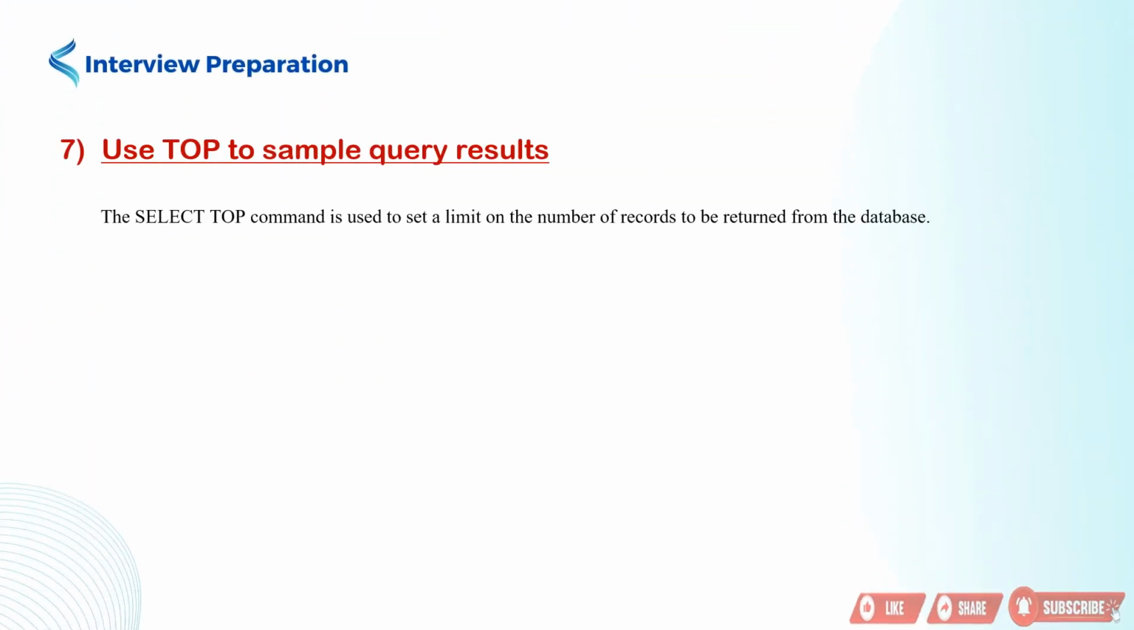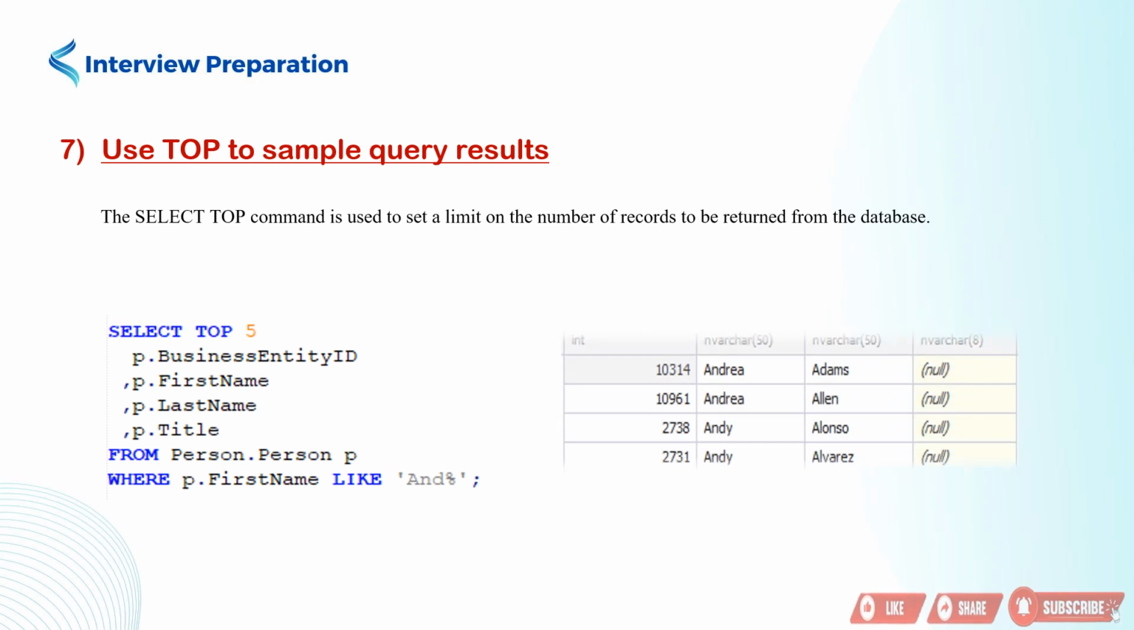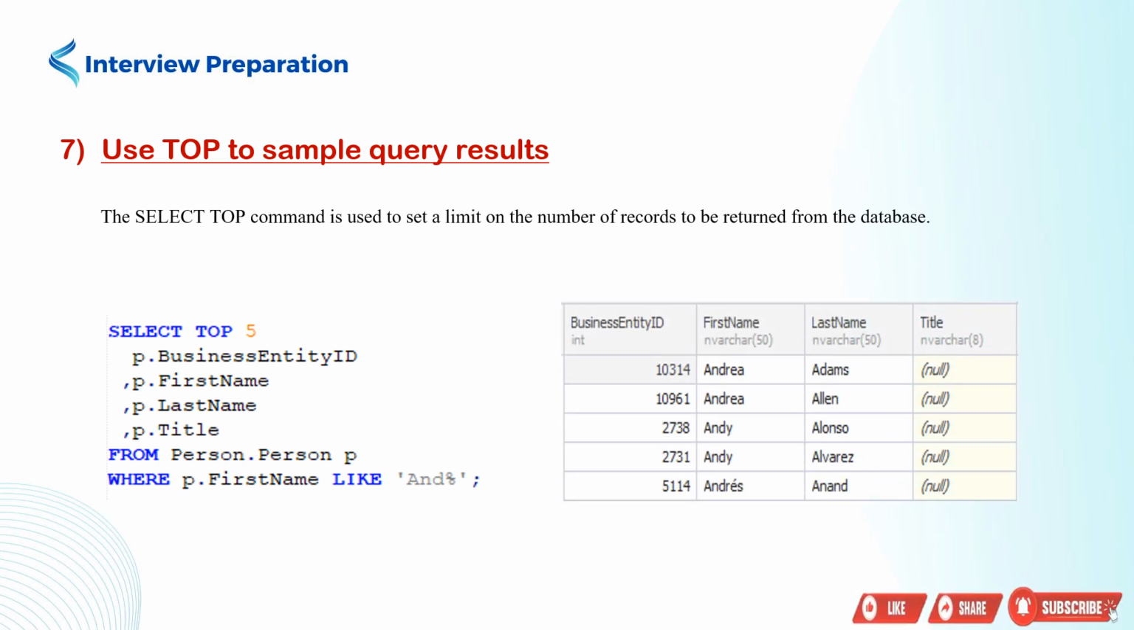Next is, we should use TOP to get limited rows. The SELECT TOP command is used to set a limit on the number of records to be returned from the database. In this example, we define the limit of 5 records in the result set along with a wildcard character to get the required result only.